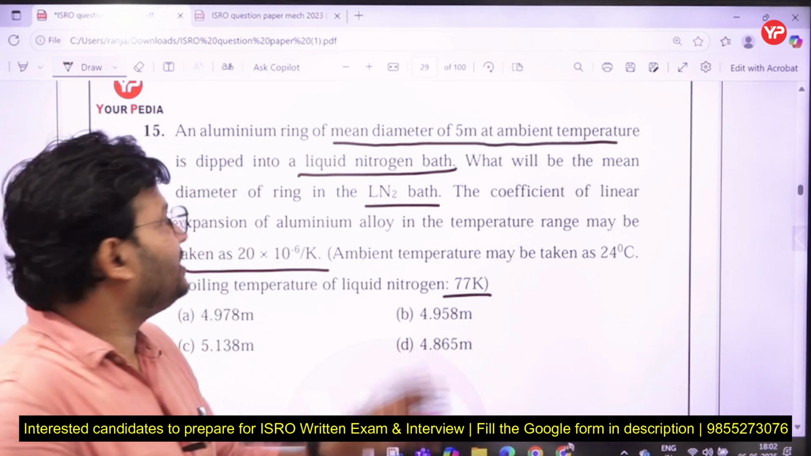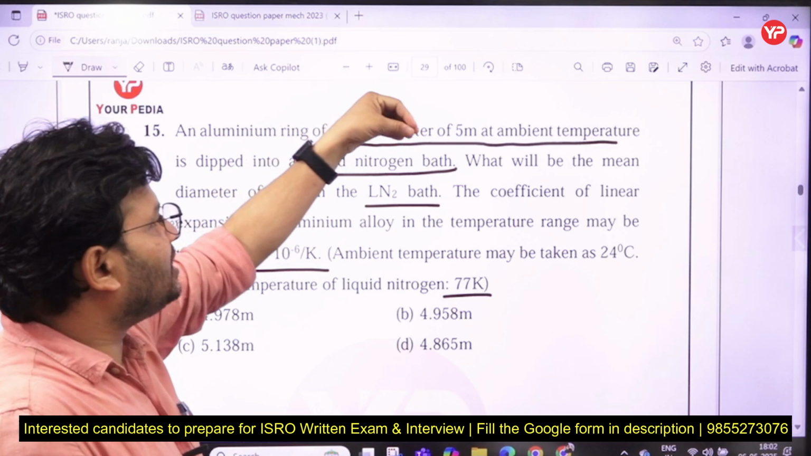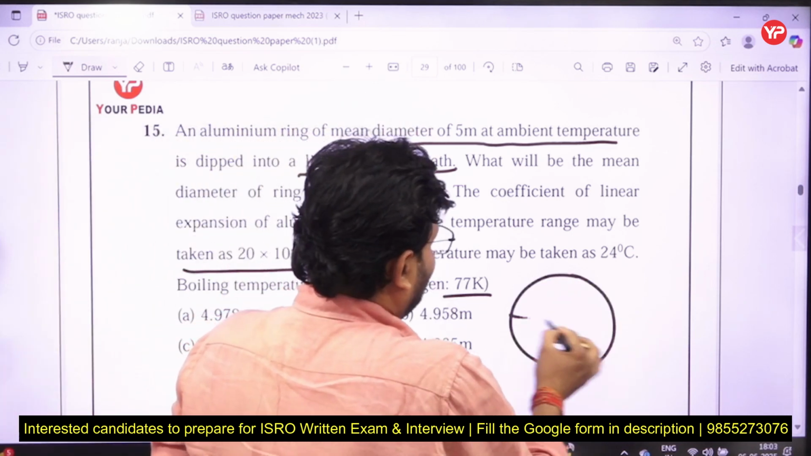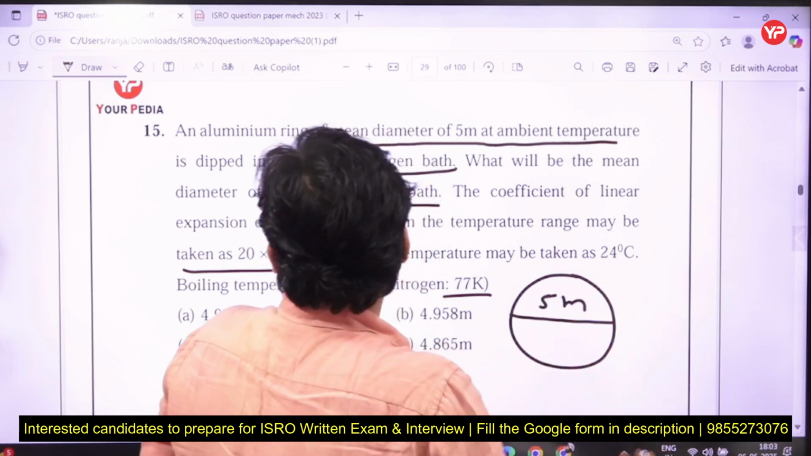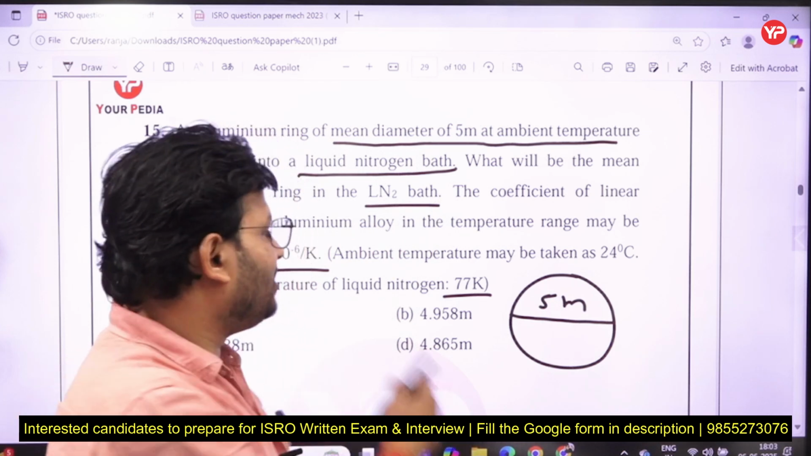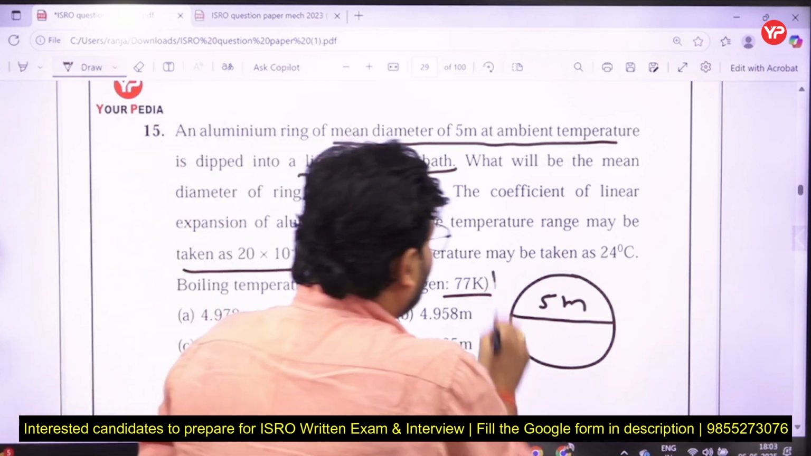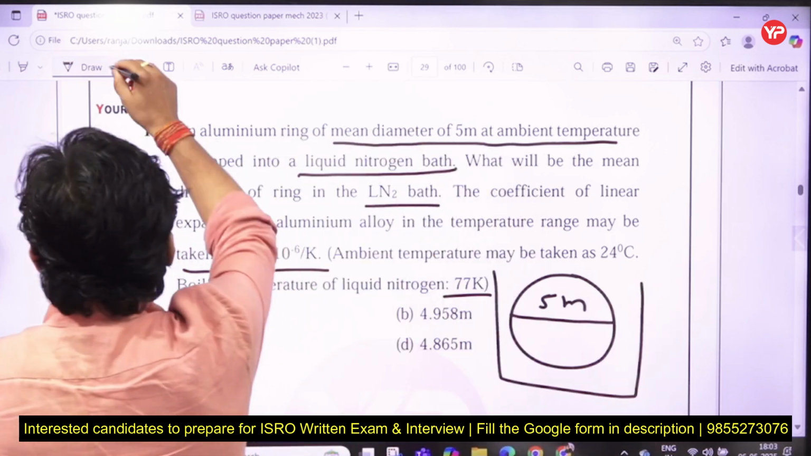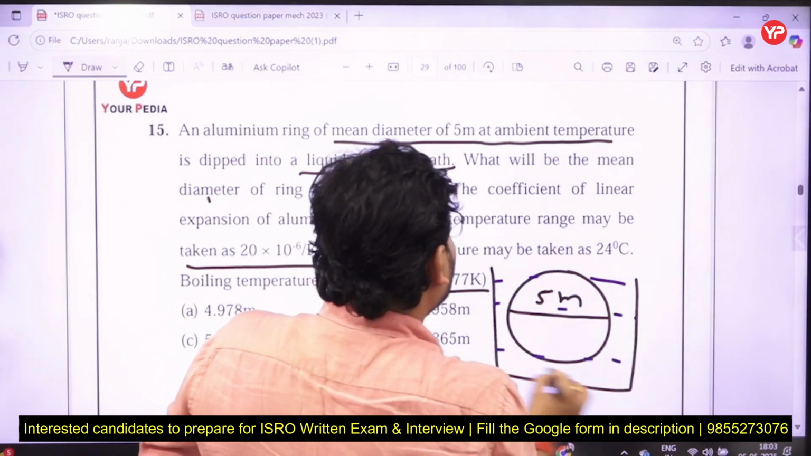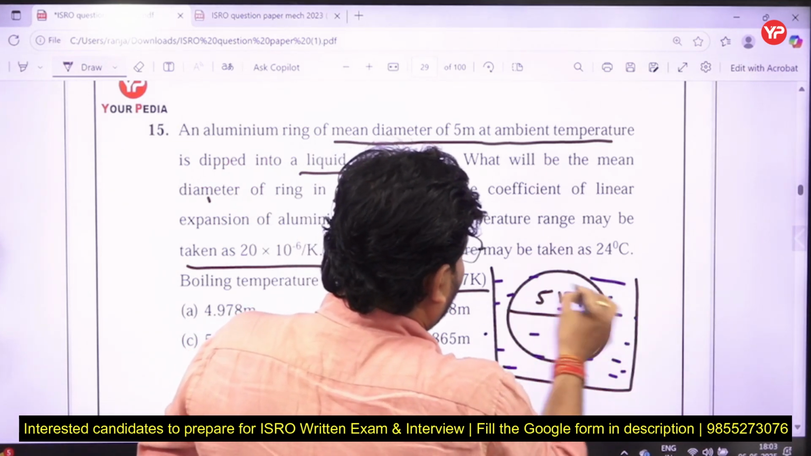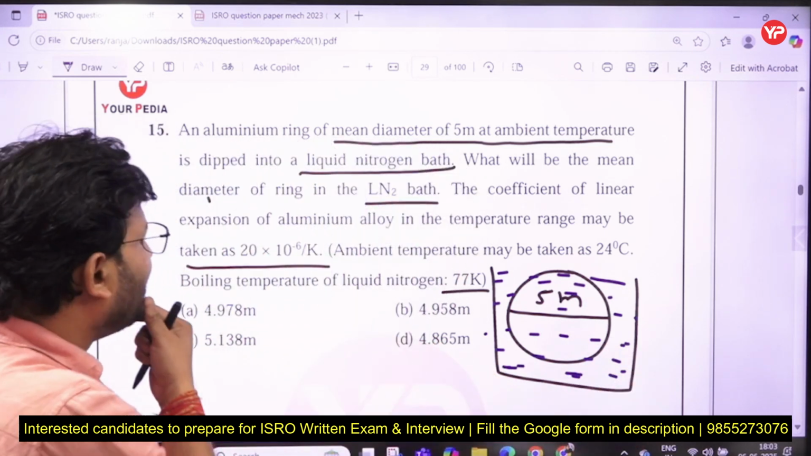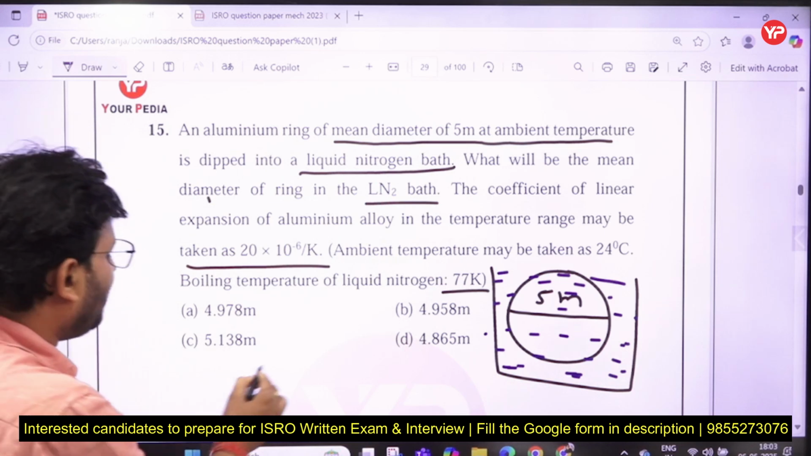You know, my dear friends, see, you have an aluminum ring of mean diameter 5 meter. So suppose that is the aluminum ring you have, and the mean diameter here is 5 meter. Now you are going to dip it in the nitrogen. You know nitrogen temperature is very, very low. So you are going to dip it now in the bath in which nitrogen is there. Cryogenic engineering you might have heard of, no? Like that. So nitrogen is there, right? And in the question, the coefficient of linear expansion of the alloy is given, so alpha is also known, my dear friends.